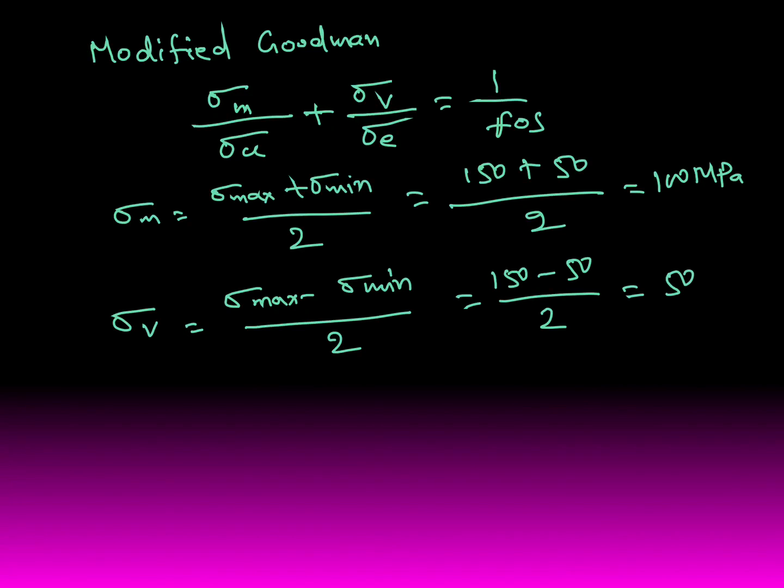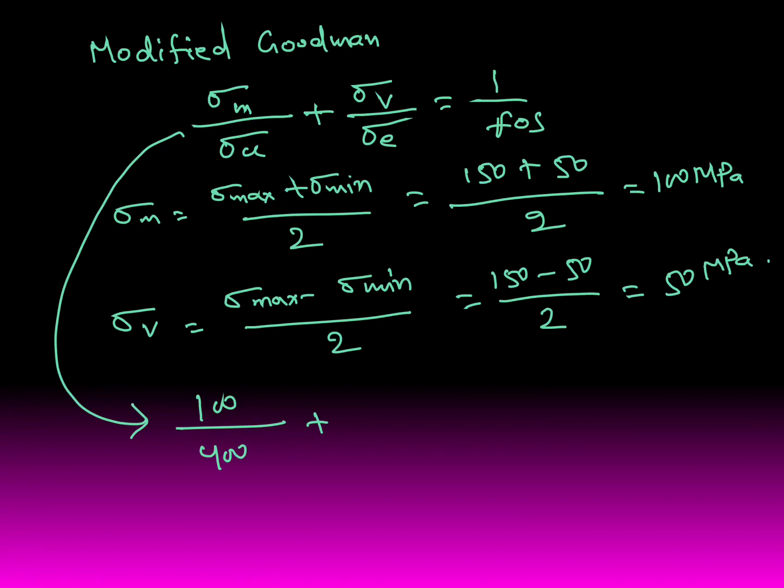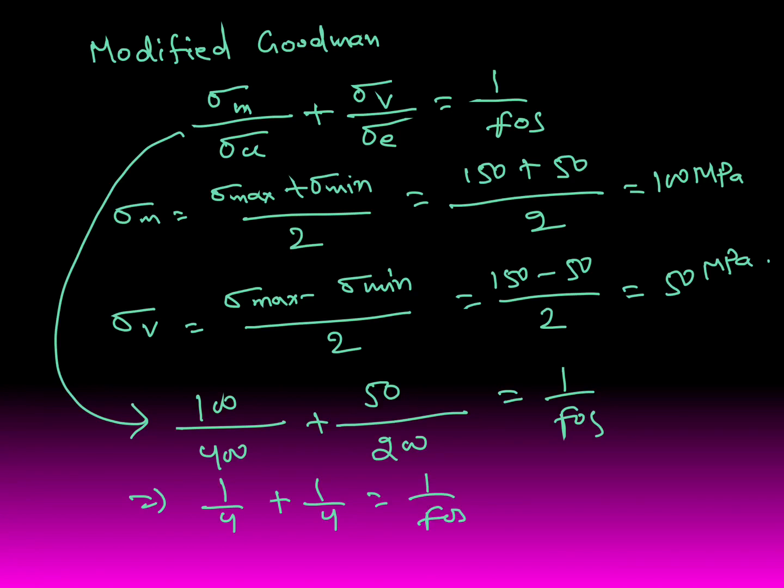Then here we will put the values: sigma M 100 divided by ultimate stress 400, plus variable 50 divided by endurance limit, already given in this question, 200, equal to 1 by factor of safety. So 1 by 4 plus 1 by 4 equals 1 by factor of safety. If you solve this one, you will get factor of safety equal to 2. This is your answer. So option D is your answer.